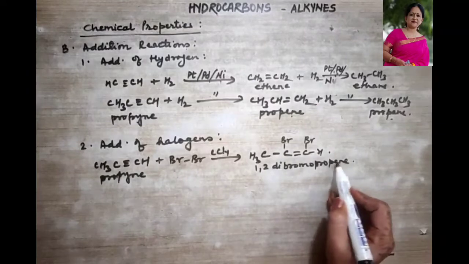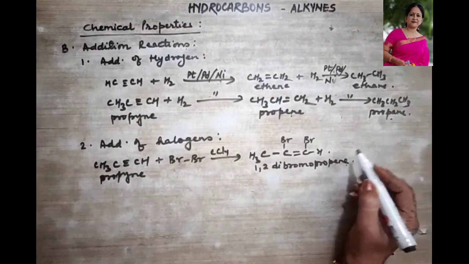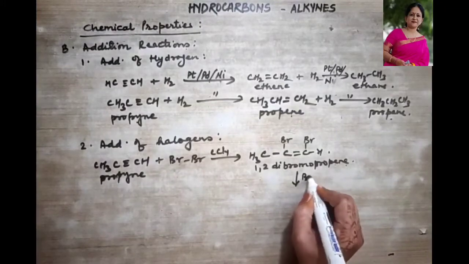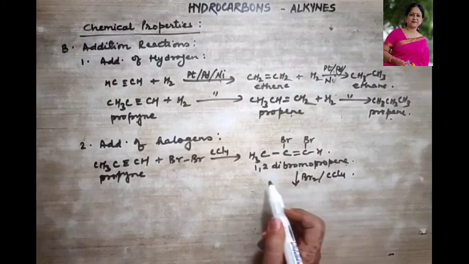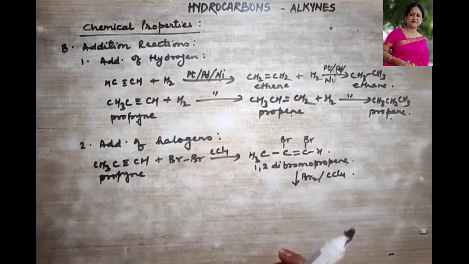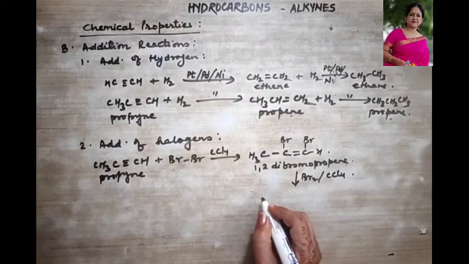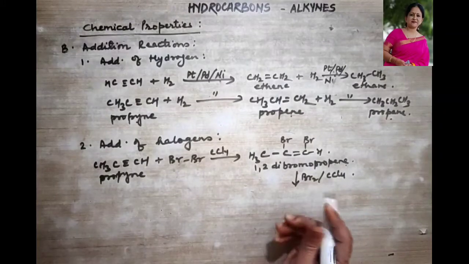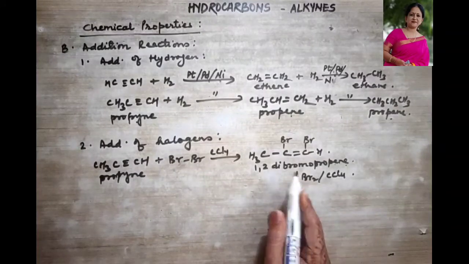First an ene will be formed, and then further if we add more bromine in the presence of carbon tetrachloride, now what is it going to form? It is going to form a tetrahalide and it will be an alkane. So it can be called a tetrahaloalkane that will be formed over here.